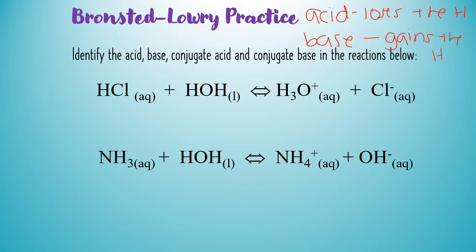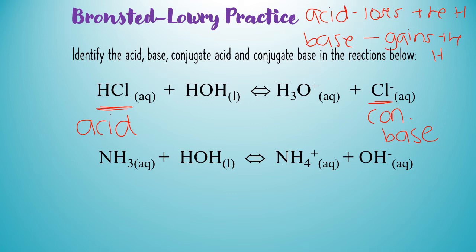So let's look at the first one, HCl and HOH. HCl will become Cl. So does it lose or gain an H? It loses an H. So my HCl is the acid, and then the Cl becomes the conjugate base because the acid becomes the conjugate base. Which means HOH, water, is my base.